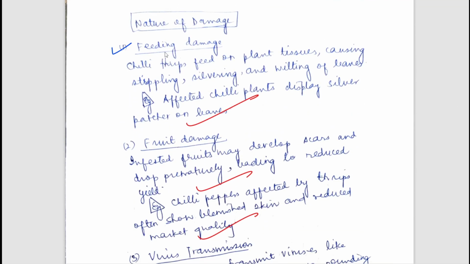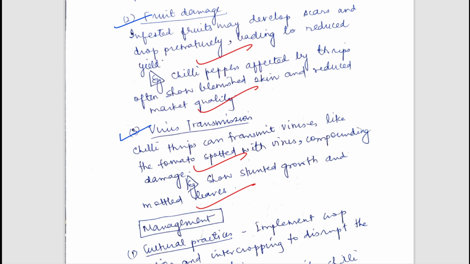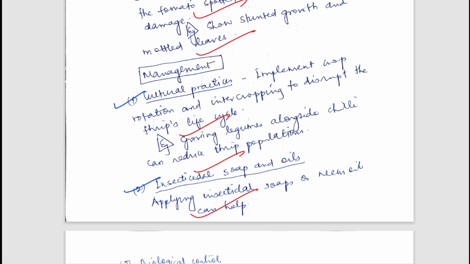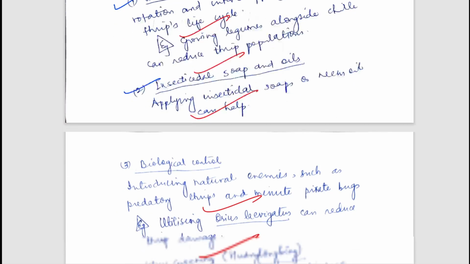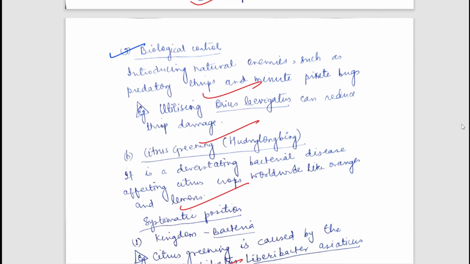It generally feeds on different parts of the plant. Fruit damage can be seen. Virus transmission can be seen. Management, we will use cultural practices. We can use chemical things such as insecticidal soaps and oils. We can do biological control. So 11 points. Next one is citrus greening.